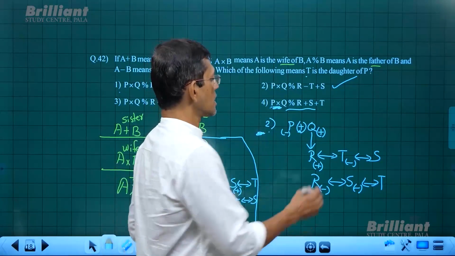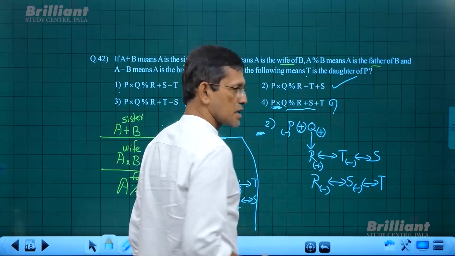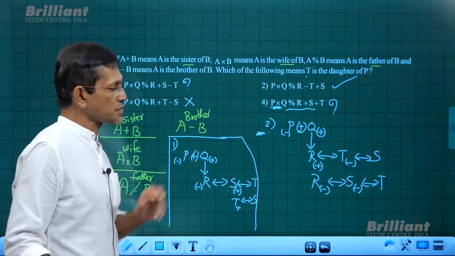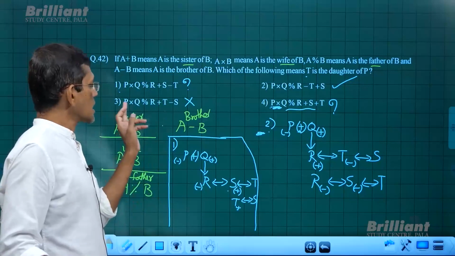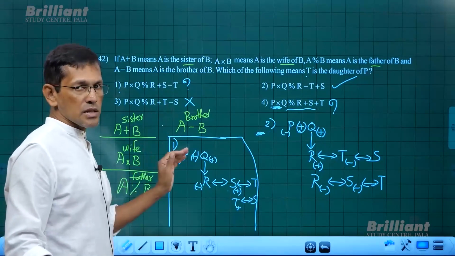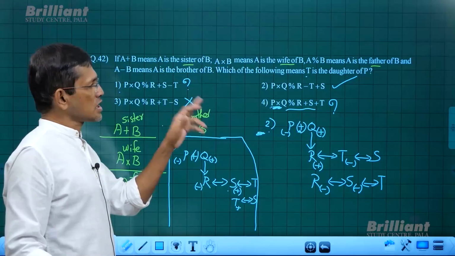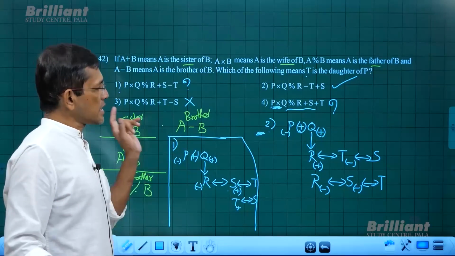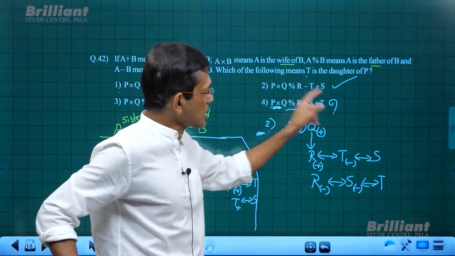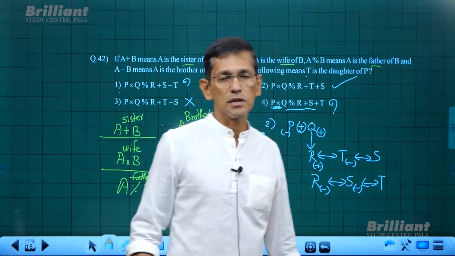So the fourth one, again, we are not sure. So first answer choice, we are not sure. Fourth answer choice, we are not sure about the gender. And third answer choice, we know that the gender of T is male, so that means T cannot be the daughter. Then the only answer choice which gives us the definite answer is answer choice 2. So that would be the final answer for this question.